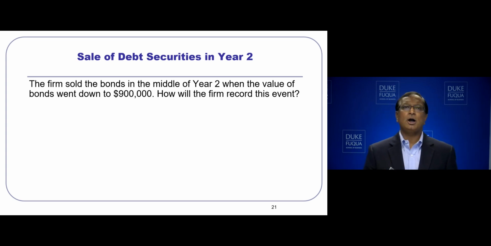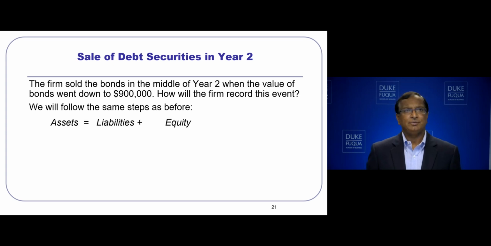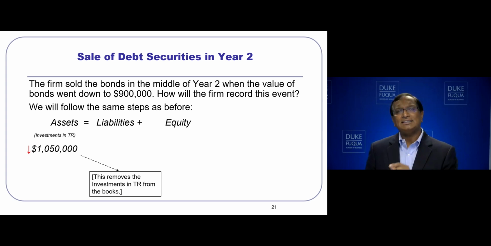The firm sold the bonds in the middle of year 2 for $900,000. How will the firm record this event? Now, as before, we'll follow the same steps, but we need to first remove the asset from the balance sheet, which means we need to remove investments in TR.